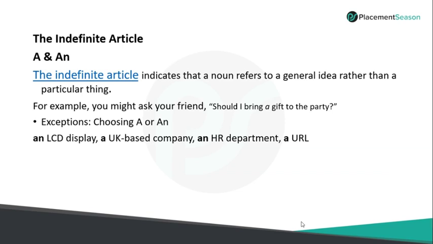Now all of us know the basics of it, but I would like to give you a clear understanding of exceptions and what not to do while using articles. This is where all of us get stuck, isn't it? So now let's move on into the exceptions.